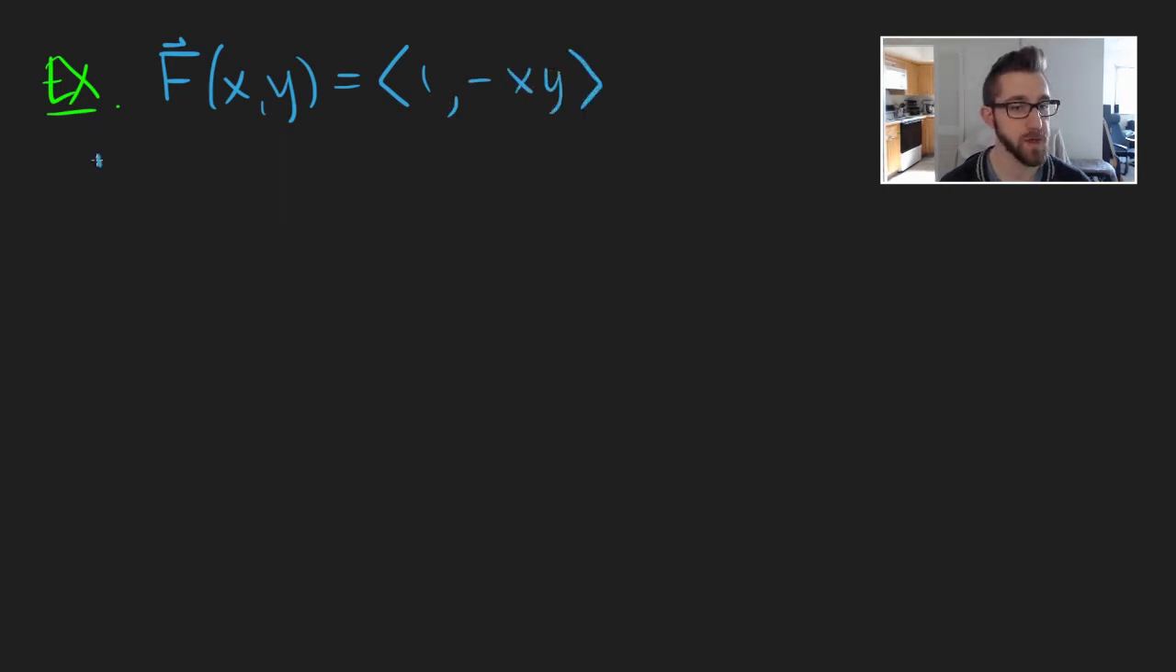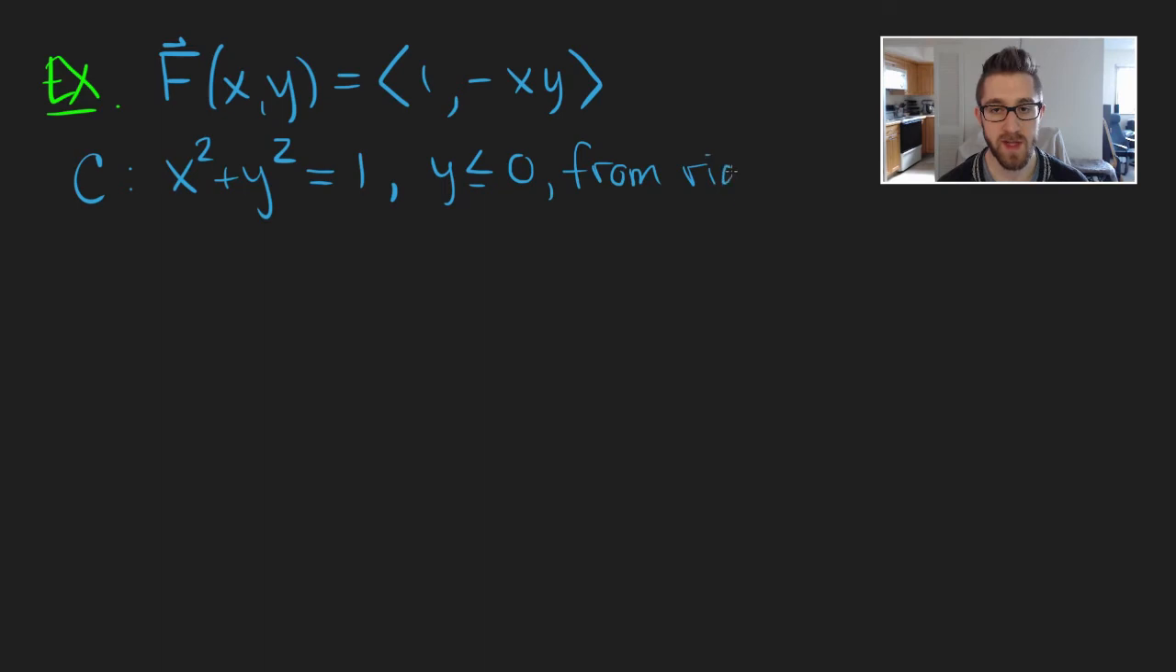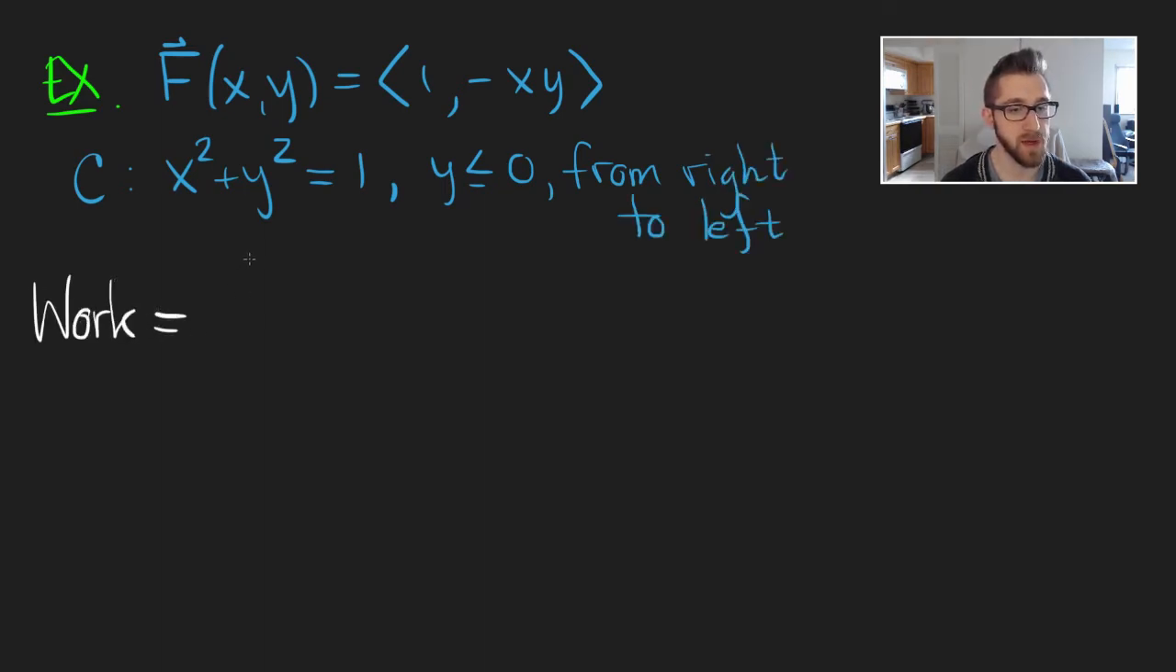Now that we have that formula, let's actually use it to compute the line integral that solved the problem from earlier. Remember, the vector field in question was 1 comma negative xy, and the curve, which we called c, was the circle of radius 1, just the top part. And again, we need to note the orientation from right to left. Remember that we wanted to compute the work, which is going to be computed as a line integral.